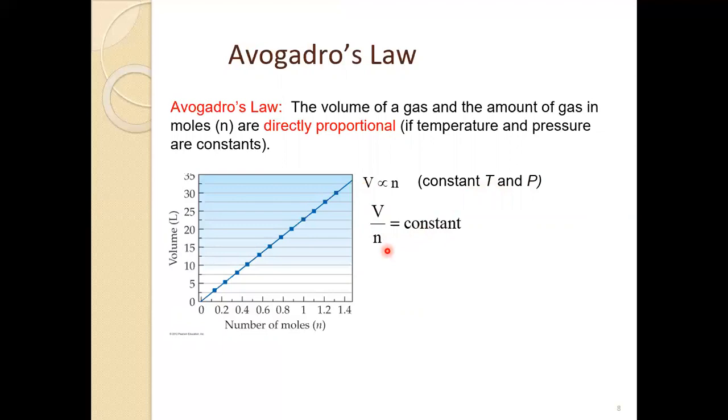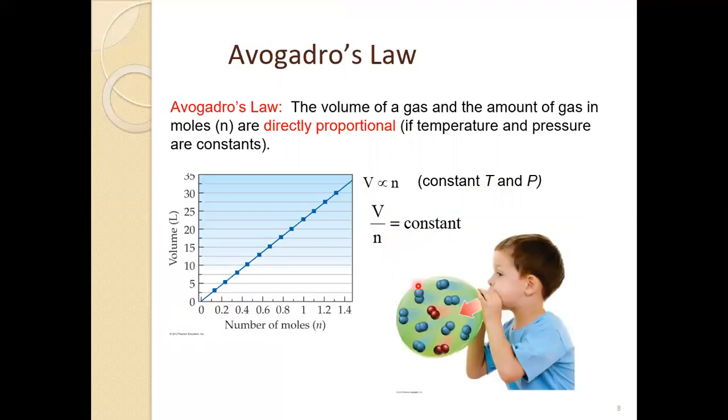One of the many applications here, probably the simplest application, is simply blowing up a balloon. I want to blow up a balloon. I want to increase the volume of a balloon at constant temperature and constant pressure. Then Avogadro's law says to do so, I'll have to increase the number of moles, the amount of gas inside the balloon. So I push air inside the balloon, that increases the volume, according to Avogadro's law. If I want to decrease the volume, then I also have to decrease the number of moles of gas inside the balloon by letting air out.